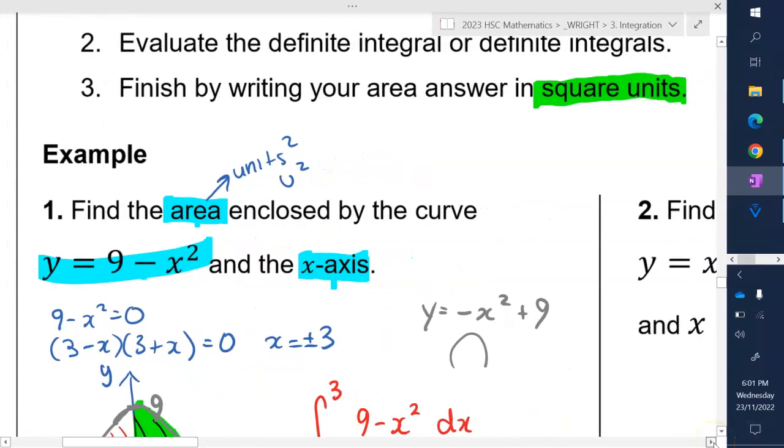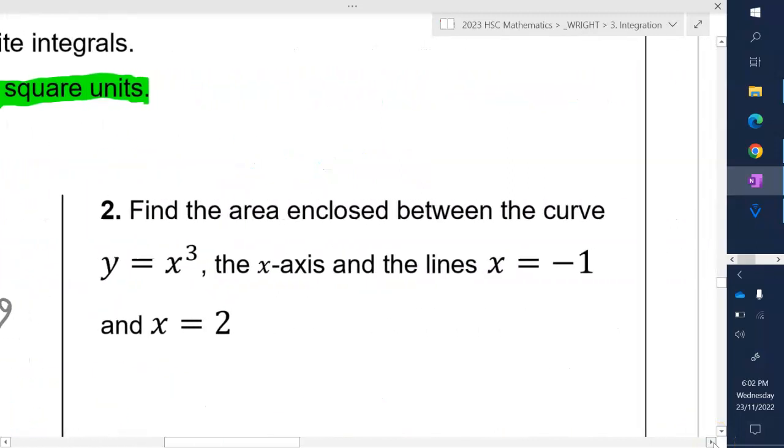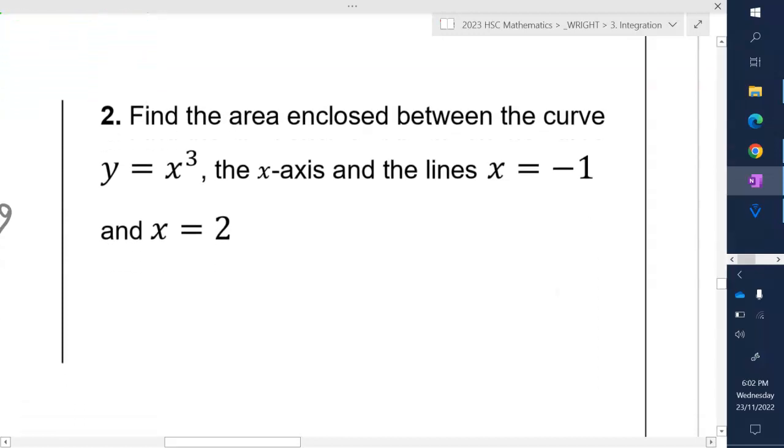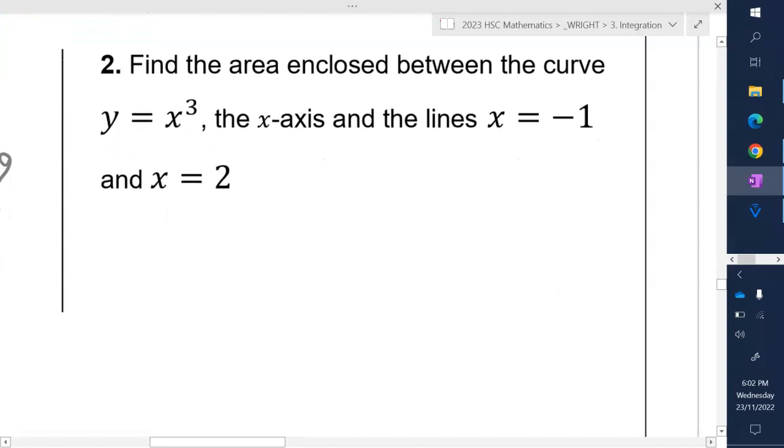Okay, I want you to go to the next question now. Finding the area enclosed between the curve y equals x cubed, the x-axis and the lines x equals 1 and x equals 2. So we need to sketch this first. We always need to sketch this so we get the right idea of what we're trying to equate. Now, y equals x cubed. Fairly straightforward. You should know that graph.